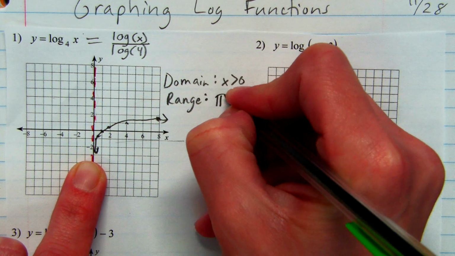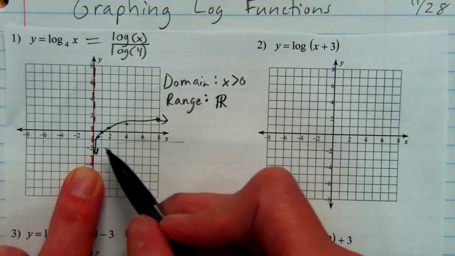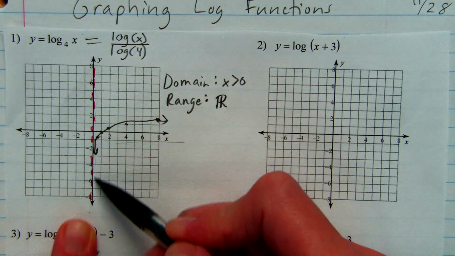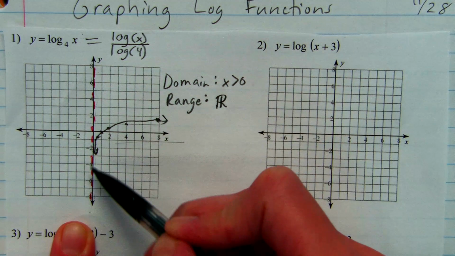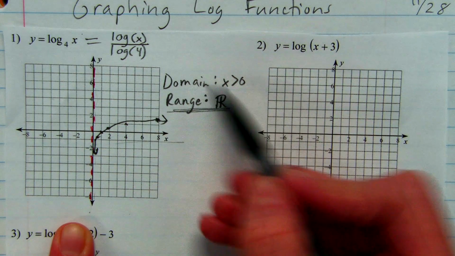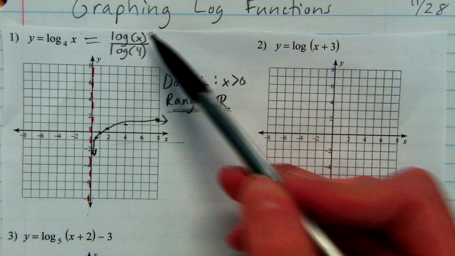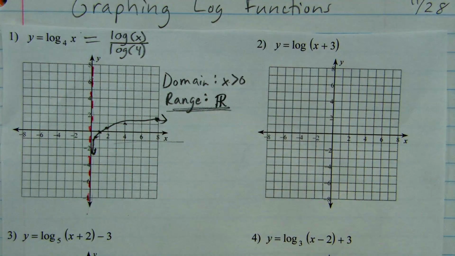And you can use the little double-barred R for all real numbers because the y values will go down forever, up forever, even though they do slow down. So the range is going to be the same on all of these. It's the domain that's going to be changing. And that's because there are certain numbers that cannot be put into a log. You cannot take a log of a negative.